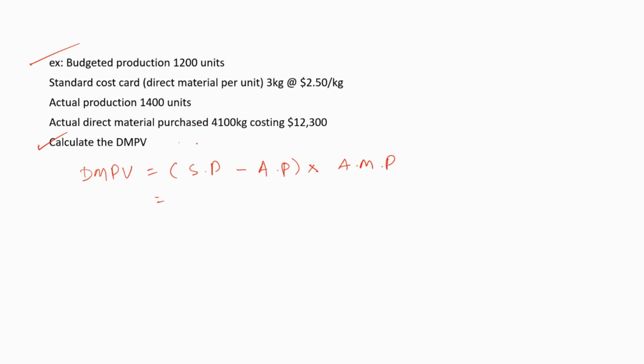You need to take the price per kilogram. So the standard price per kilogram is given here, which is 2.5, and they have not given the actual price per unit. But using these two figures, we can calculate the actual price per unit. We can simply divide the 12,300 by 4,100. This will give us the actual price per kilogram, which is equal to $3.